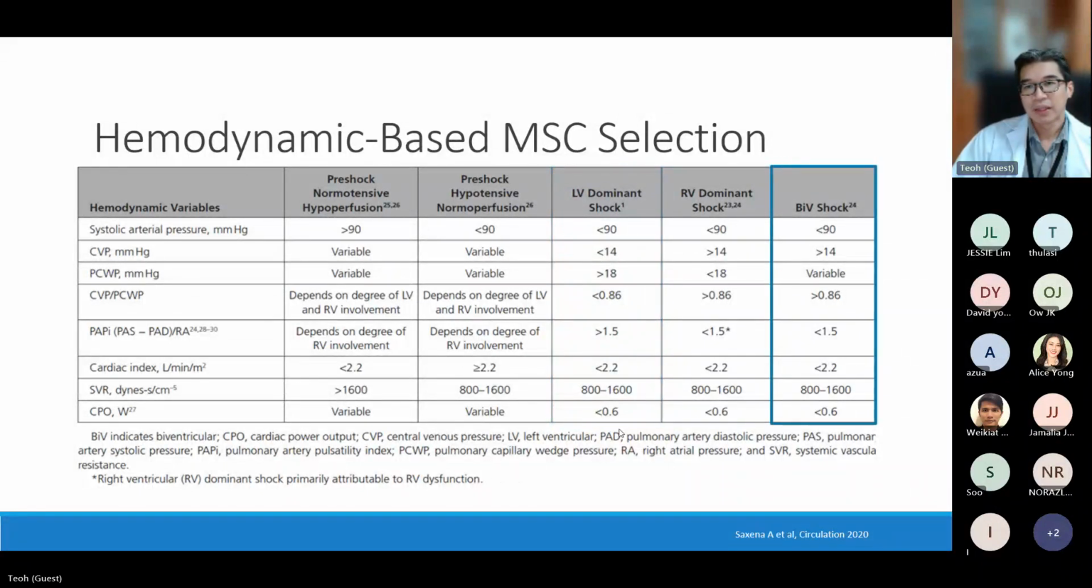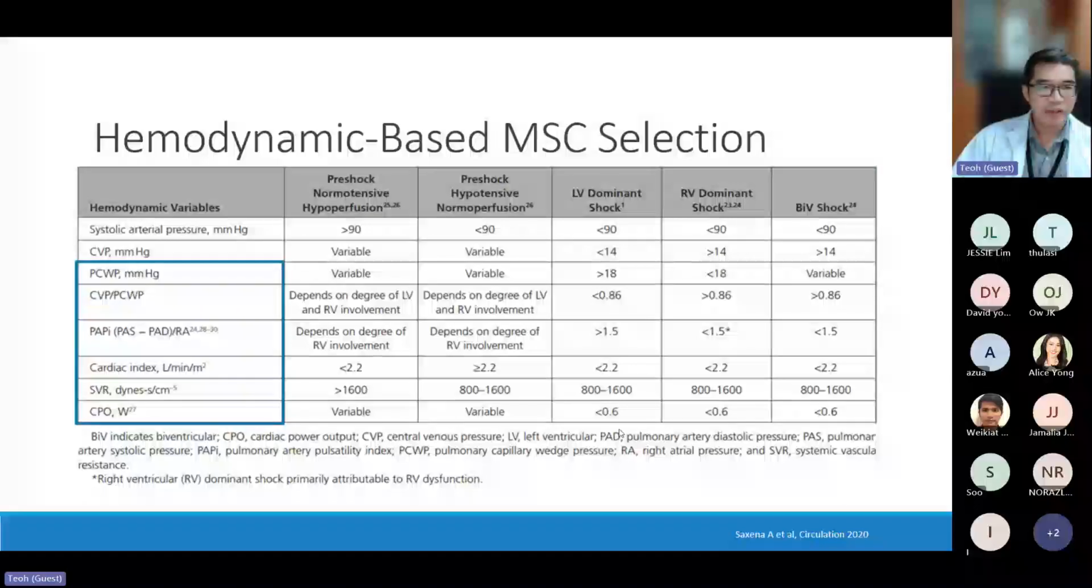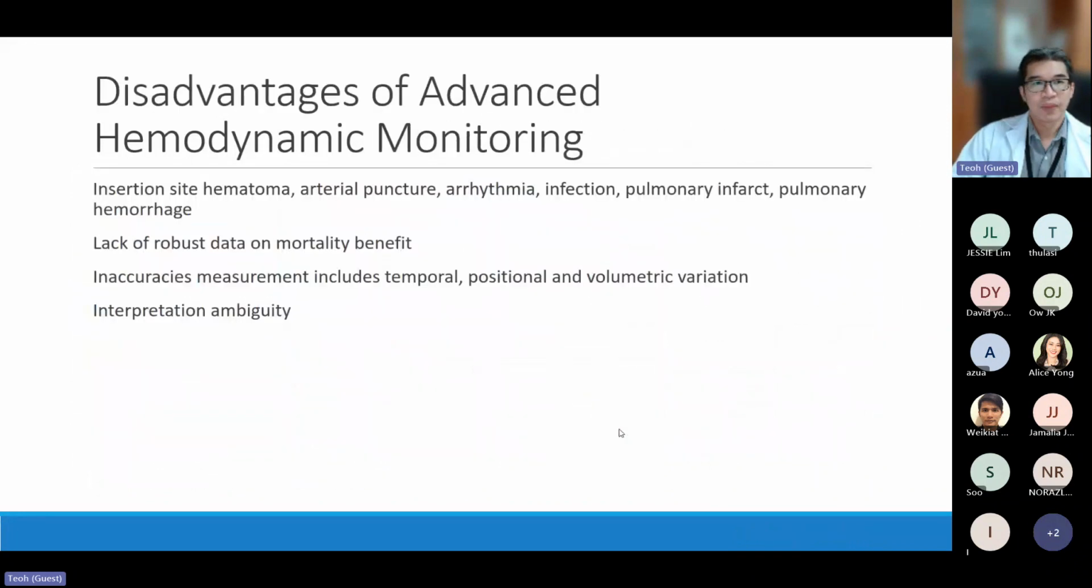biventricular dysfunction. So how you tell that is basically you need to get all these readings. This will include the wedge pressure, the CVP over wedge ratio, the pulmonary artery pulsatility index, cardiac index, systemic vascular resistance, and also cardiac power output. So how do you get these readings? You cannot get them from the physical examination. Definitely you cannot get them from the echocardiogram. So you only need to use the invasive hemodynamics to tell you all this.